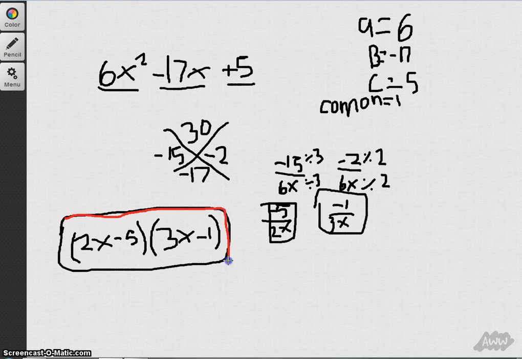So then that's how you factor this into this. So that's it.